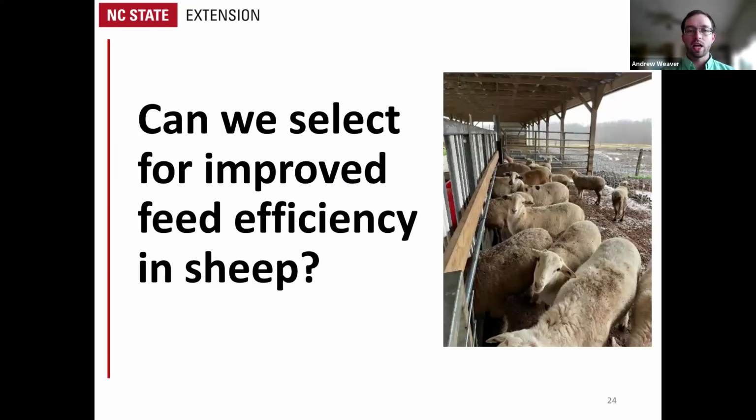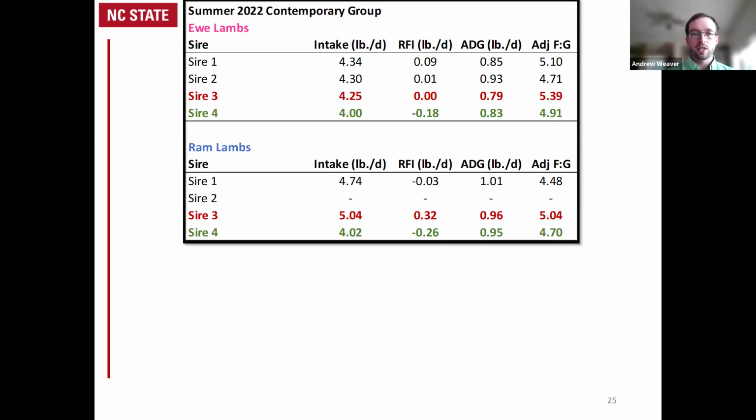So can we select for improved feed efficiency in sheep? What does this look like, and what have we observed thus far? I've shown you that there's variation and there's range within the population. What happens when we start selecting animals that are on either extreme? And so I'll just walk you through these different contemporary groups. I have them broken out by ewe lambs and ram lambs, and then by sire that we have utilized, and point out some of the selection decisions that we've made. All of our selection decisions have been based on RFI. We have not used intake, average daily gain, or feed conversion ratio in those selection decisions.